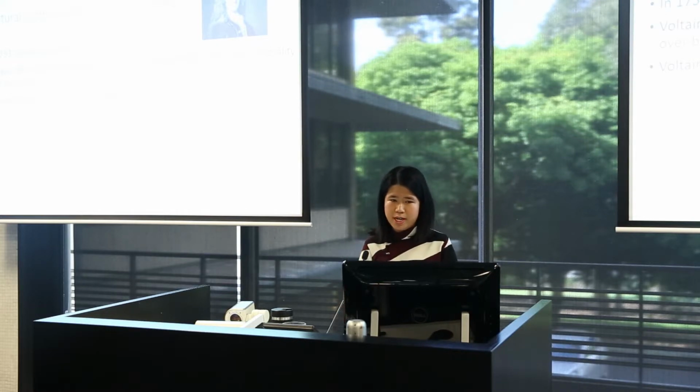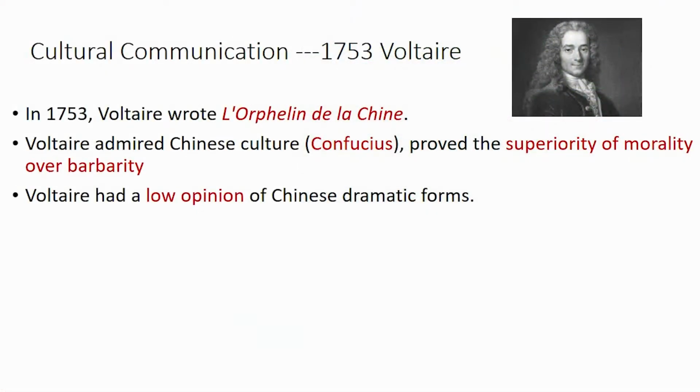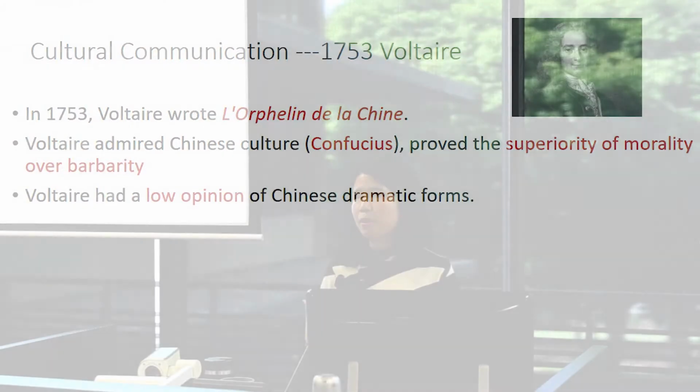So now is Voltaire's turn. One of the books is over there, published in 1753. As you may know, Voltaire had a long admiration for Chinese culture, especially of Confucian philosophy. And he wanted to prove the power of morality. However, Voltaire had a very low opinion of the dramatic form of Chinese drama. It means that he appreciated the message of the play, but he did not agree with the theories or the dramatic forms or the dramatic patterns that the Chinese playwrights use.